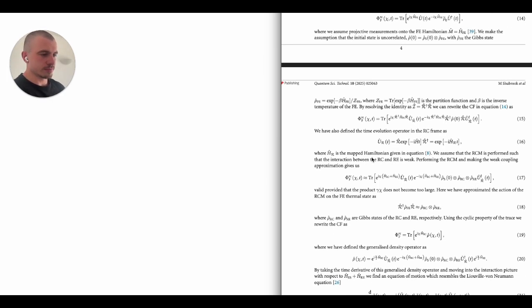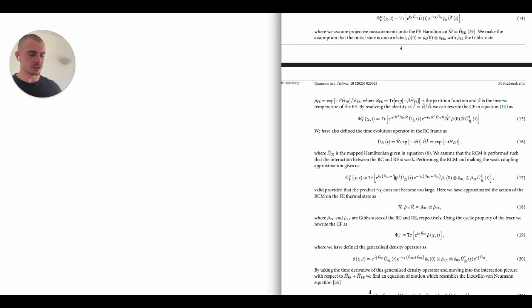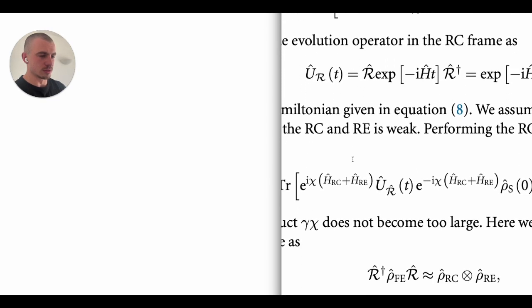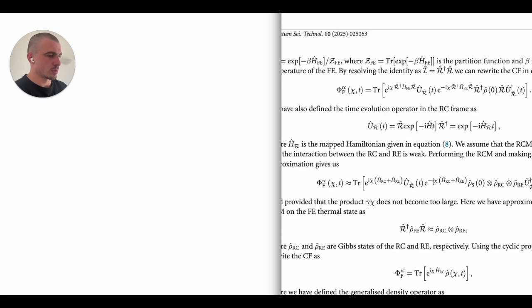Okay, now why is this nice? Well, one thing I should have mentioned about the reaction coordinate mapping is that if I get this picture back up, we've assumed that the mapping has been performed such that the interaction between the extended system and the residual environment is weak. That's what I've tried to represent with these dotted lines here. So if that interaction is weak, that means that to zeroth order, we can just ignore it. And that's what we do in between equations 16 and 17 here. So essentially, what we've done is we've ignored the interaction term between the extended system and the residual environment. So that's what's happened here.